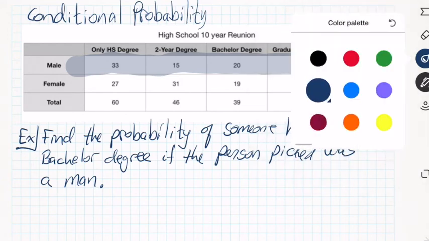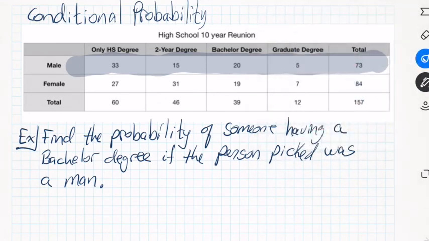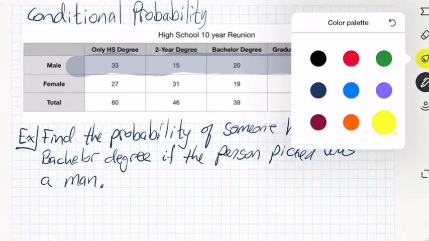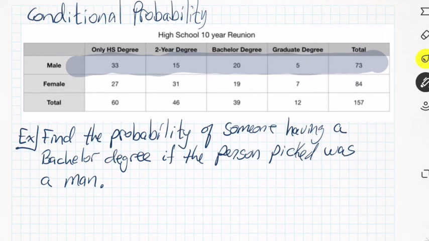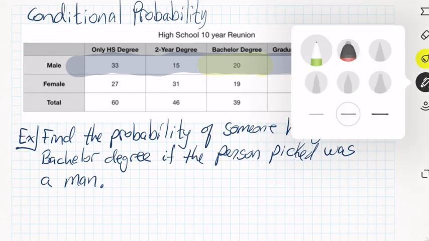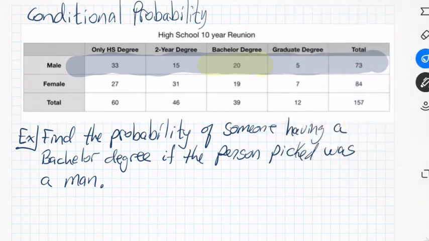All right, make sure I'm on the right pen. So here we're interested in men with a bachelor's degree. So let me change my color to something bright. Men with bachelor's degrees are here, where this 20 is. So we have a total number of 73, and we have a specific event number of 20.